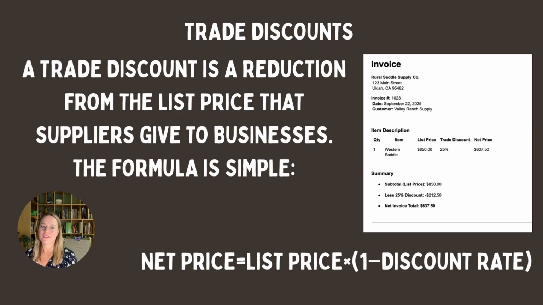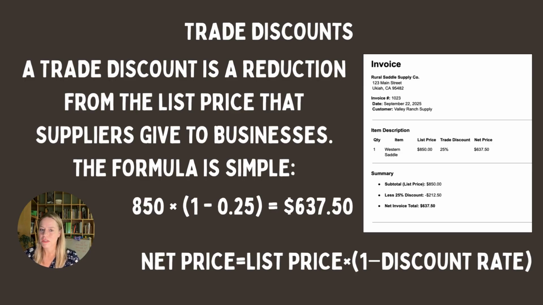A trade discount is a reduction from the list price that suppliers give to businesses. The formula is simple. Net price equals list price times 1 minus the discount rate. For example, if a saddle costs $850 and the store gives you 25% off, you would plug it into the formula. 850 times 1 minus 0.25, which would come out to $637.50.